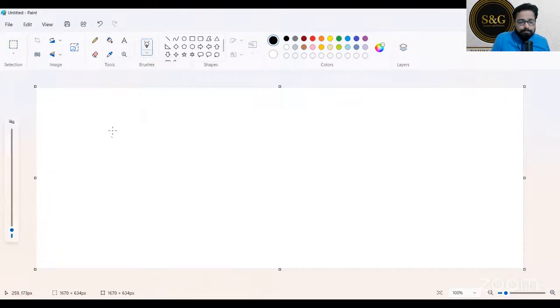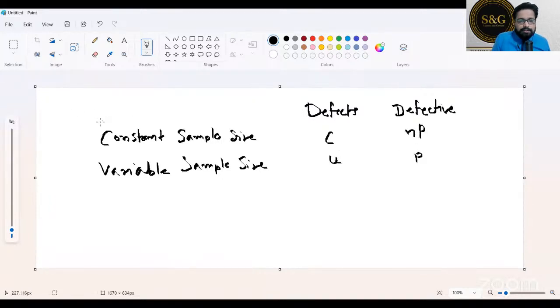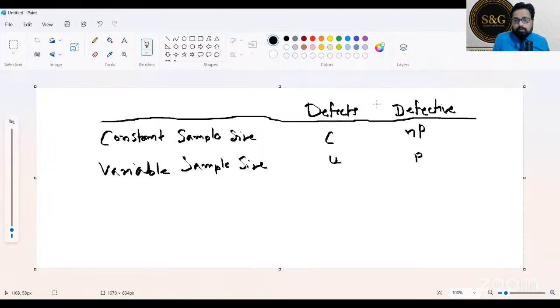So draw this table. Constant sample size, variable sample size. All right. Then you have here defects and you have defective. So just make a table like this. Everybody just make a simple table like this so that you can easily remember this.